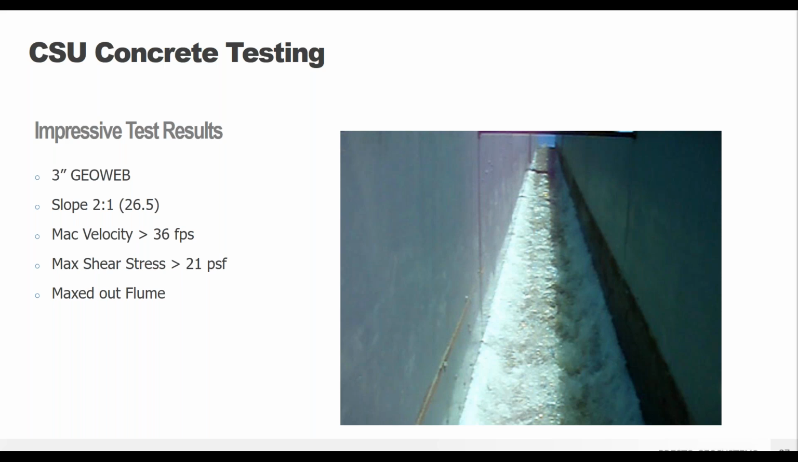And this is one where we actually maxed out the flume. They couldn't pour any more water down it without completely overtopping the system. So it maxed out for testing at 36 feet per second. But there was no degradation of the concrete, no degradation of the soil underneath the concrete. So basically it's saying that this is going to be an excellent system for protecting your dam faces against erosion. And really that max velocity is probably going to be a lot higher. It's just not able to be tested that high.